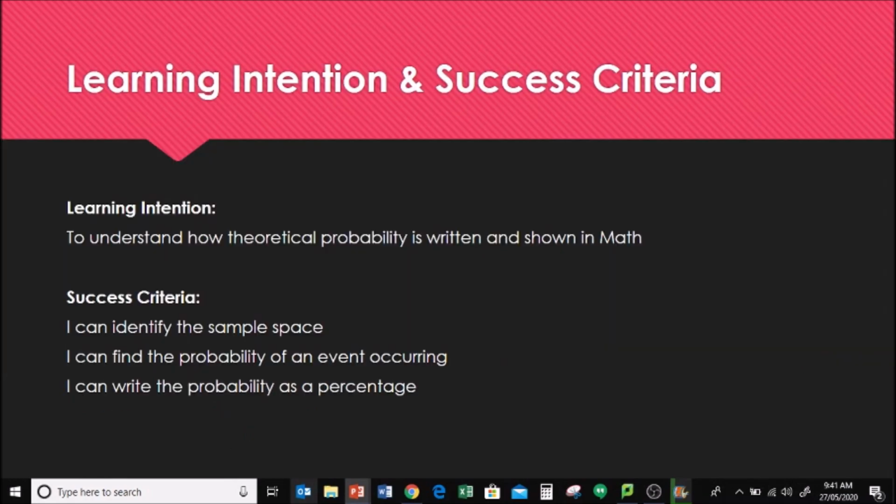So today's learning intention is to understand how theoretical probability is written and shown in math. And your success criteria today is that you can identify the sample space, which I'll go over, you can find the probability of an event occurring, and you can write the probability as a percentage.